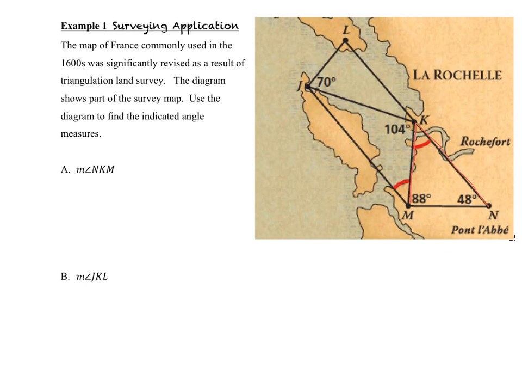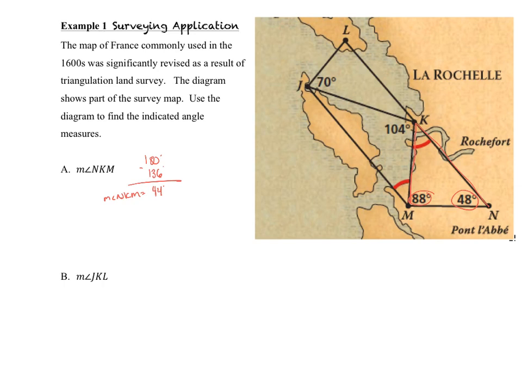NKM. Okay, so we've used 88 and 48 of 180 degrees. We add those first. We get 136 degrees. We're going to subtract that from 180, and we get 44 degrees. So the measure of angle NKM is equal to 44 degrees.